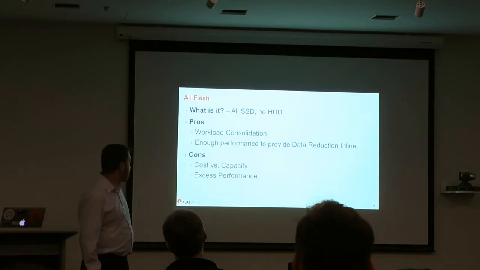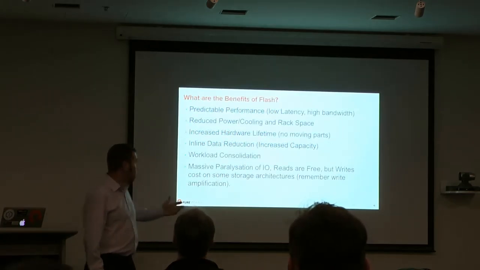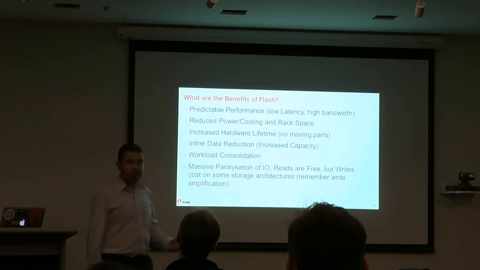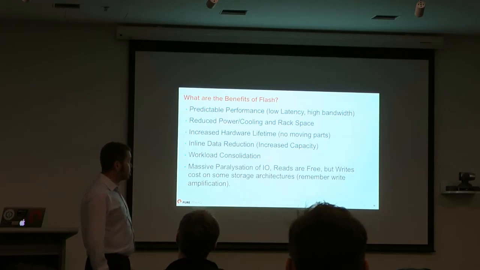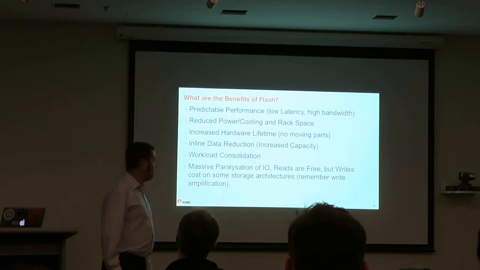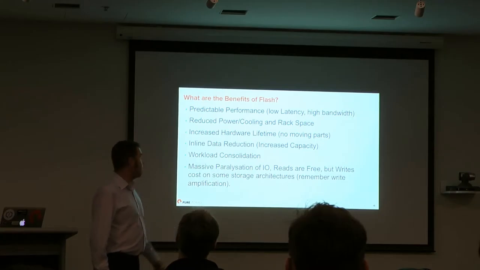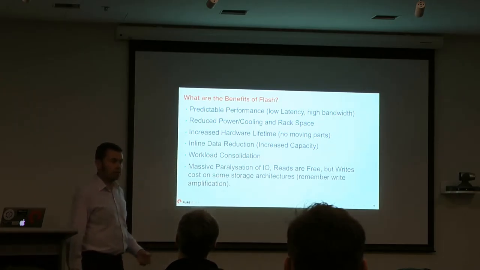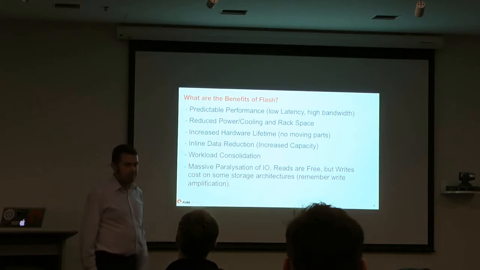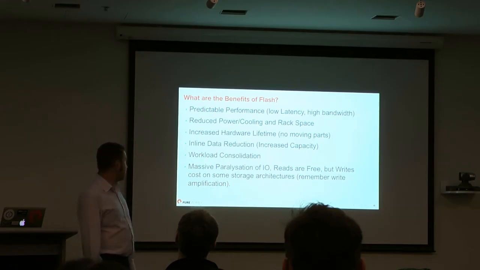So that's really a comparison of different ways, and I want to summarise now what those benefits are. We've talked about quite a few things here, so let's just go through them really quickly. Predictable performance, low latency, high bandwidth. Reduced power and cooling, we talked about that. Reduced rack space as well, which I think is quite important. Increased hardware lifetime as well, because there are no moving parts. How many hard drives are you changing over in your data center per week or per month at the moment? So workload consolidation, obviously, we talked about that as well.